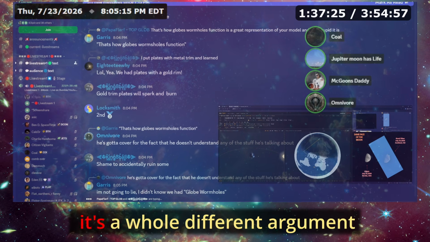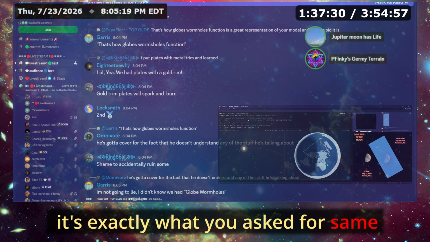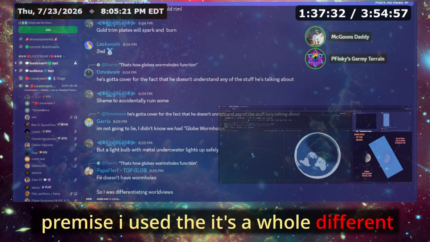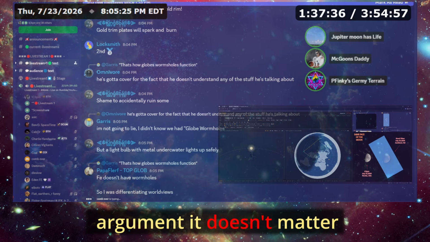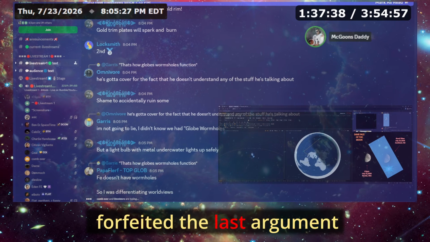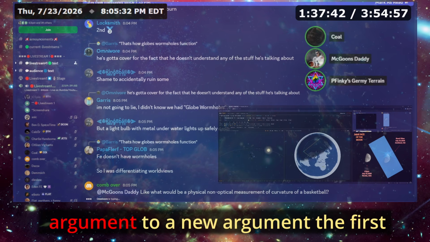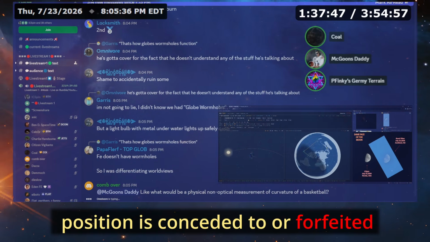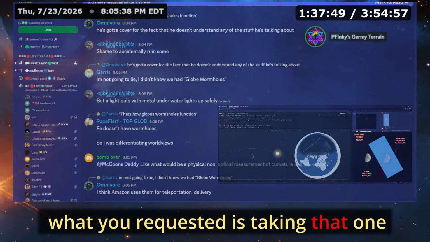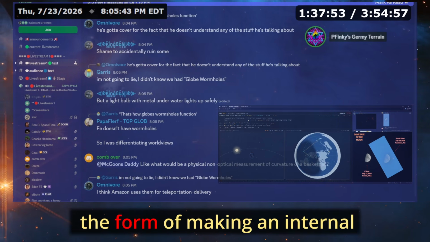I don't think it's a whole different argument. It's exactly what you asked for. Same premise. It doesn't matter. I used the same premise and I made an argument. It does matter. That means you forfeited the last argument. No, it doesn't. Yes, if you've moved from a different argument to a new argument, the first position is conceded or forfeited. What you requested is taking that one premise and adding a premise and a conclusion. I did that in the form of making an internal.